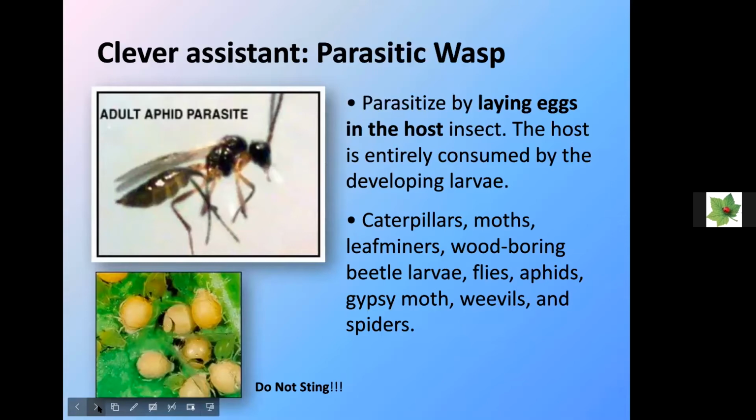So one of my favorites is the parasitic wasp. These guys are super crazy. They actually parasitize their hosts by laying an egg inside of them. They keep the host alive, and then the larva actually eats the aphid or the insect from the inside out.